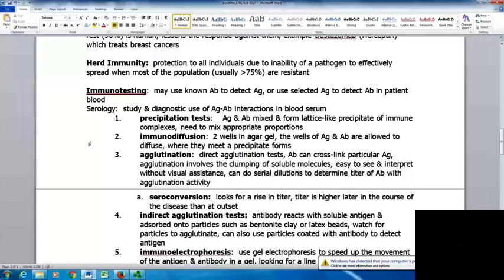With seroconversion, this looks for a rise in the titer. The titer is higher later in the course of a disease than it is at the outset. So you can look at the concentration of the antibodies and get an idea, is it a new disease or is it just one that is reactivated?